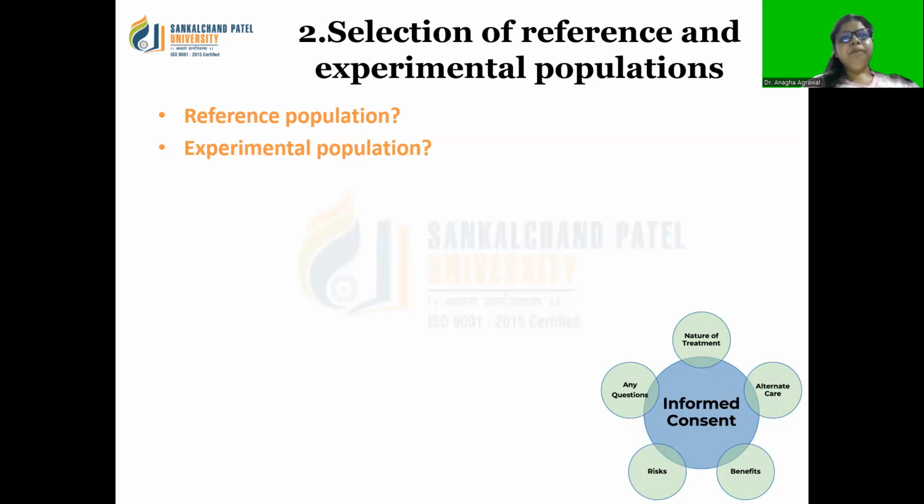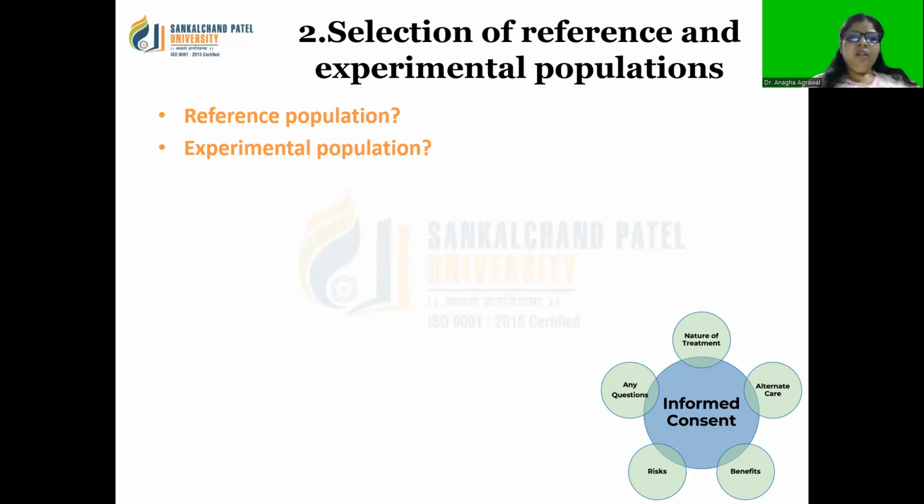We should select some number of people that can be determined statistically, which is called the sample size. We choose those many people randomly from the entire population and actually work on this small group of people. This is called the experimental population. Whatever results we get from this experimental population should be extrapolated, or statistically multiplied, to the entire reference population.